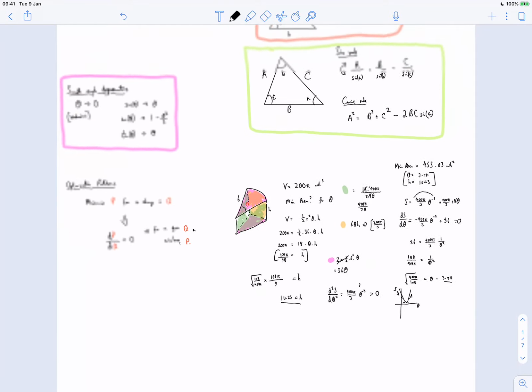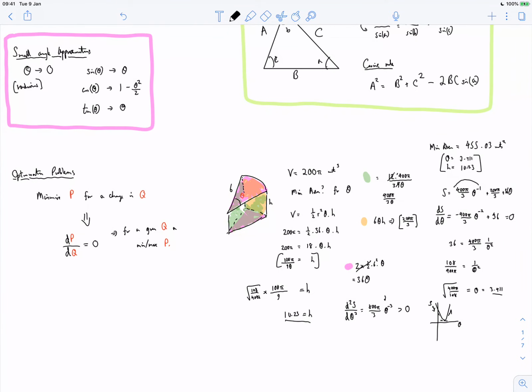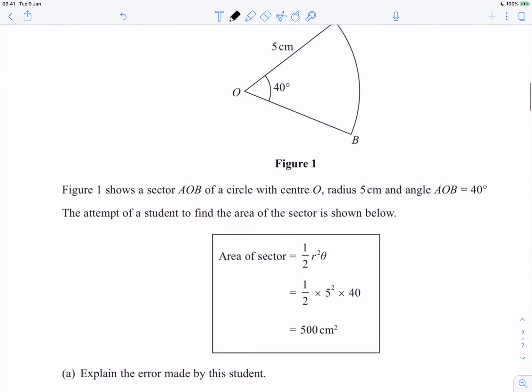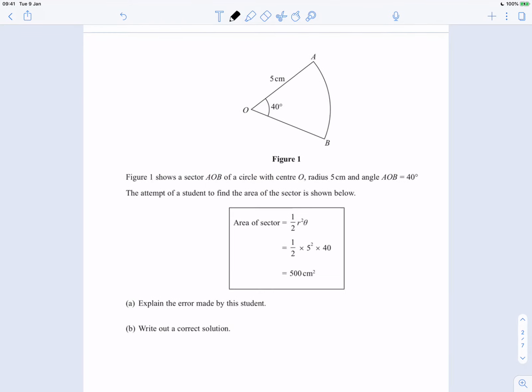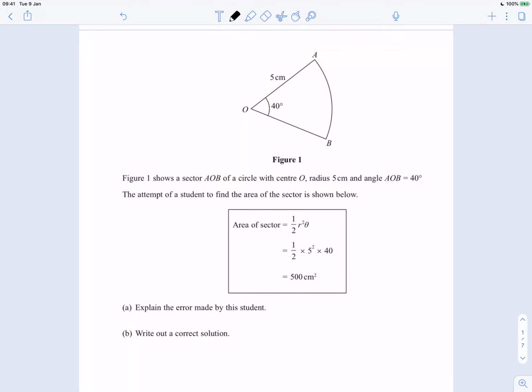Hopefully I'll show another one in a second. But yeah, let's crack on with some examples. Okay, first question. If you want to pause it, give it a go yourself, see if you can figure it out.